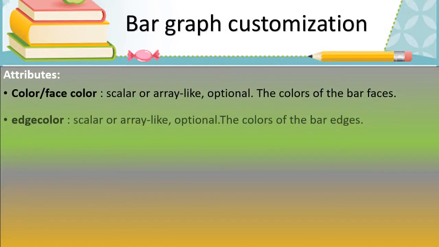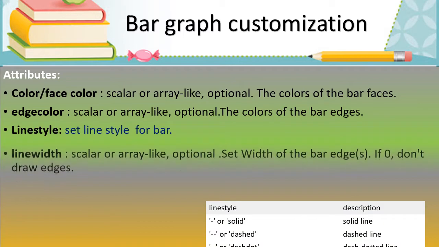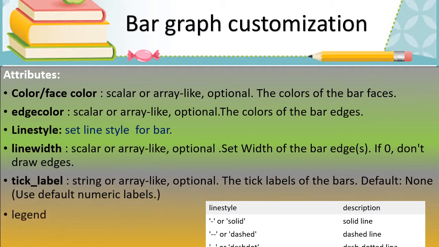And some other attributes of the bar graph are color. We can set the color of the bar's base. Edge color means border color. Line style is the style of the border line. Line width is the thickness of the lines, and tick label we can use to set the labels. Instead of the xticks label, we can use tick label for the graph, and it must be a list of values. And legend, like in a line plot, we can display.